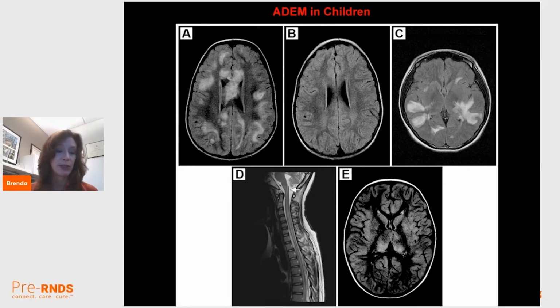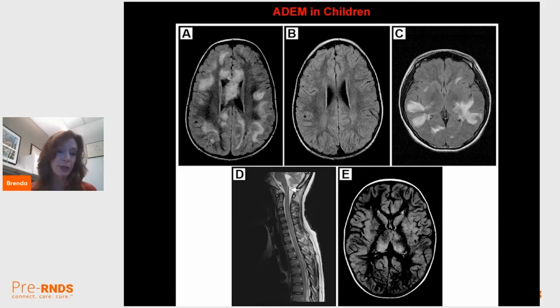And she had these multifocal areas of T2 hyperintensity. You can see that they also involve the corpus callosum in the middle of the image. And in panel B, this is her scan after a course of corticosteroids, which returned essentially to normal. In C is a different child with a slightly more flame-like appearance to the large areas of T2 hyperintensity. In D, and I hope this projects for you, there's a longitudinally extensive T2 bright spinal cord in a patient with ADEM.